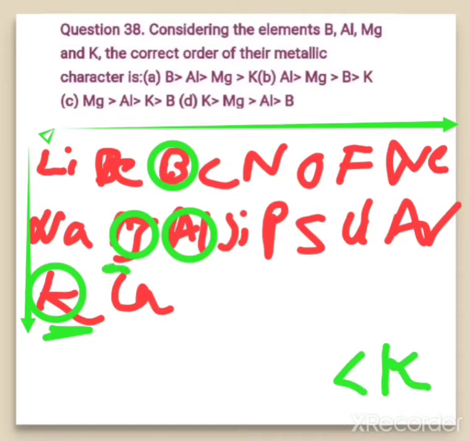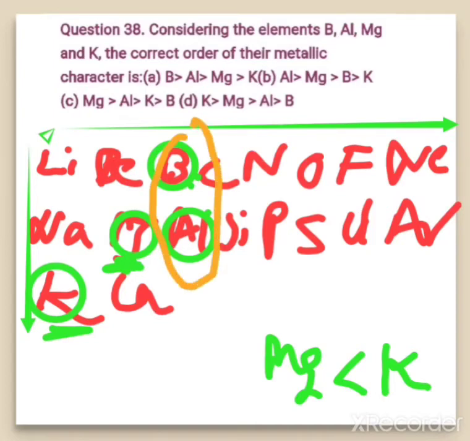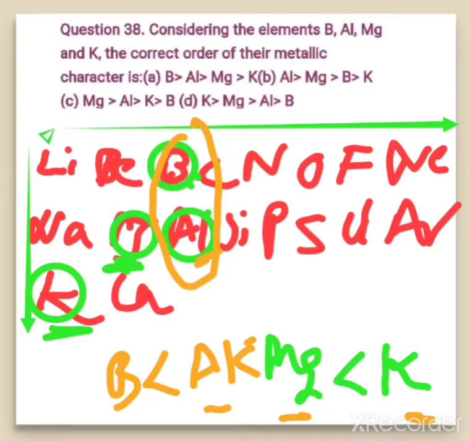Next, when you compare magnesium, you will find that magnesium is on the left side compared to boron and aluminium. So we can say next is magnesium. When you compare boron and aluminium, they are on the same side, but aluminium is below boron. So the bottom one will have greater metallic character. Aluminium will be more metallic compared to boron. So what is the correct sequence? First, maximum for potassium, then magnesium, then aluminium, then boron.